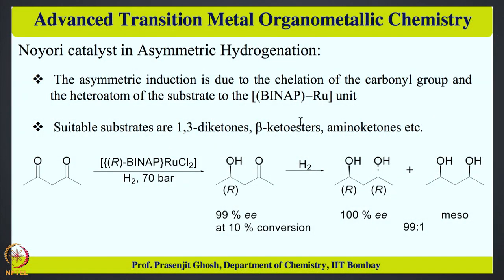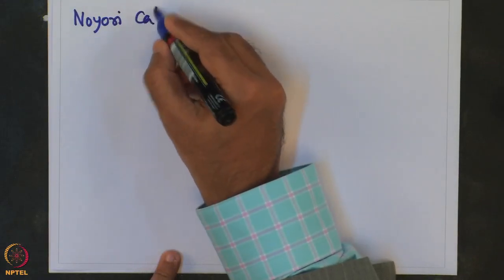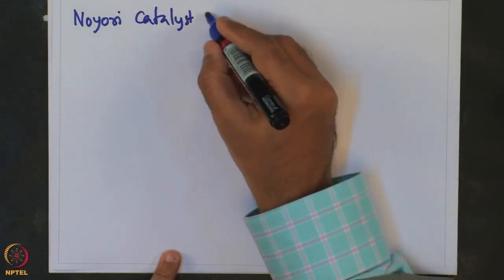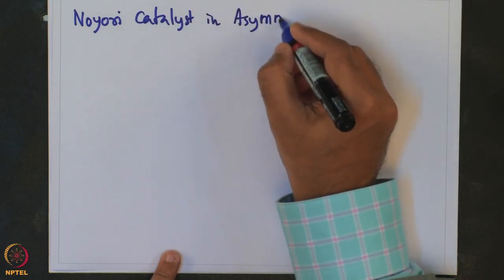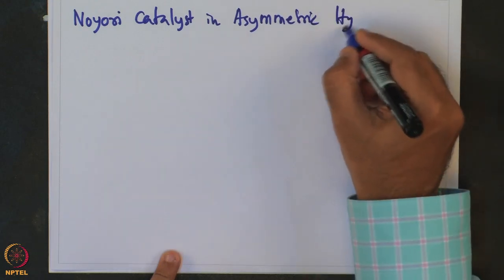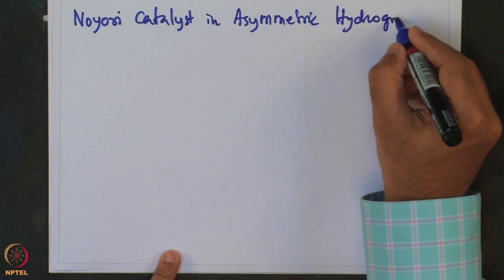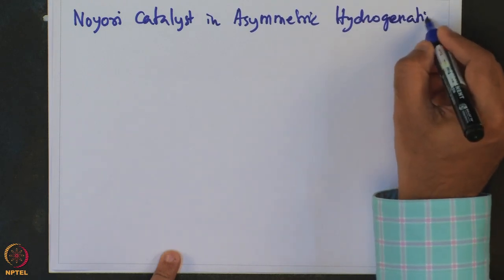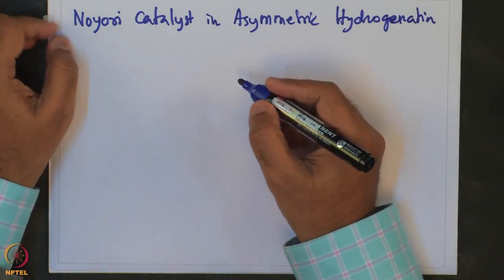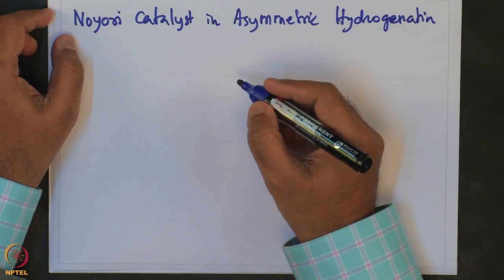Continuing our discussion on the Noyori catalyst, we are going to look at some more examples which highlight why this catalyst has been so much appreciated in the domain of asymmetric hydrogenation catalysis. I must note that Noyori was conferred the Nobel Prize for his work on asymmetric hydrogenation catalysis, and that is why his catalysts are so famous and have been duly recognized by the scientific community.